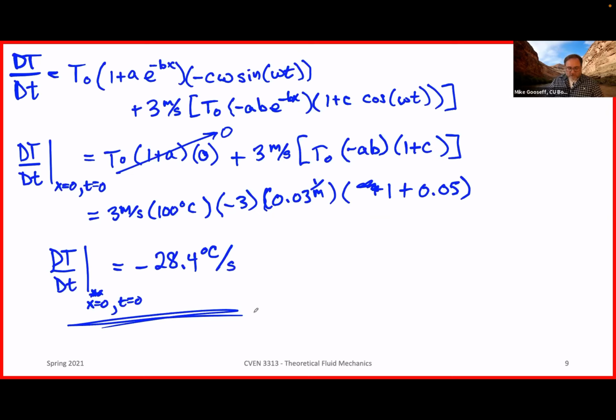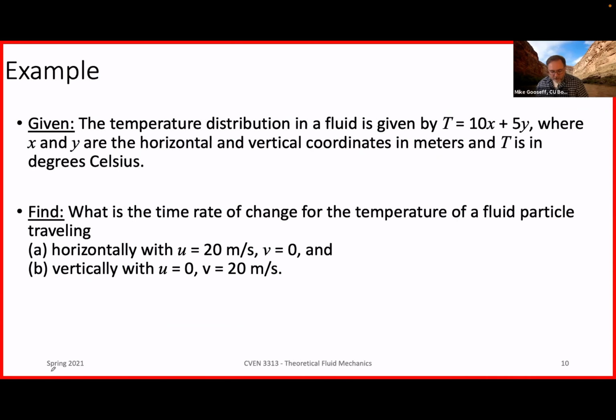So there we go, the material derivative helped us find this gradient, this change in temperature for exhaust coming out of an exhaust pipe. All right. Any questions on that? Okay, cool. Anything come up, Emma? Okay, terrific. All right, another example.